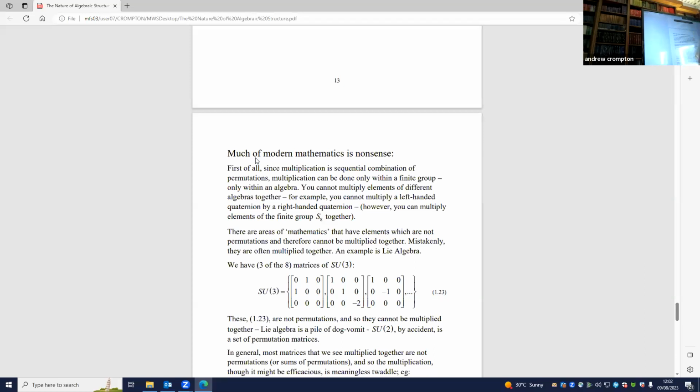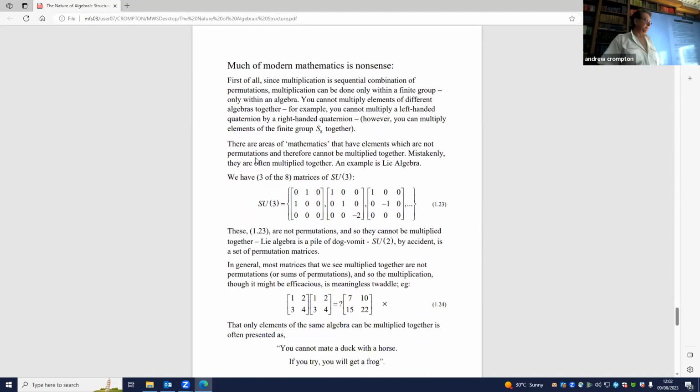Richard Feynman was of the opinion nobody could ever understand quantum physics. Well, I think we're getting to the point where we can start to understand it. We can see it in the non-commutative algebras. Right, what I did say a while ago is that multiplication is a sequential combination of permutations. Here's an example of a Lie algebra. This is SU3, this is 3 of the 8.